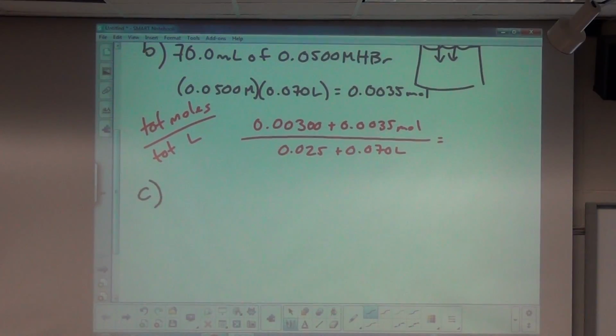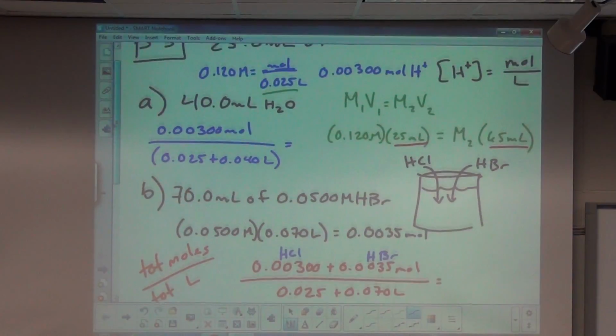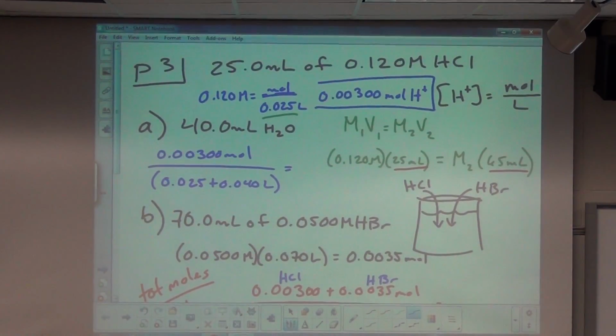Where'd you get the 0.003? So this was the original amount. This is HBr, or HCl. And this is from the HBr. Isn't that 0.003 in the beginning? Yes. So we're going to use this a lot, because that's what's lying initially in my solution.